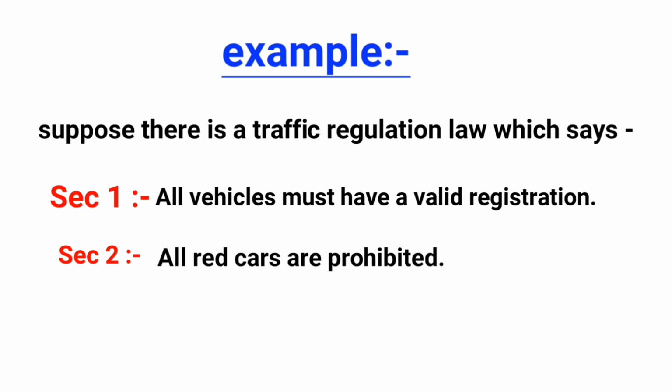So imagine there is a law about traffic regulation that says in section 1, all vehicles must have a valid registration, and in section 2 it says that all red cars are prohibited. Now, if the court finds that section 2, prohibiting red cars, contradicts the Constitution, let's assume it violates the right of property. So using the doctrine of severability, the court can declare section 2 invalid while keeping section 1, as it does not conflict with the Constitution.